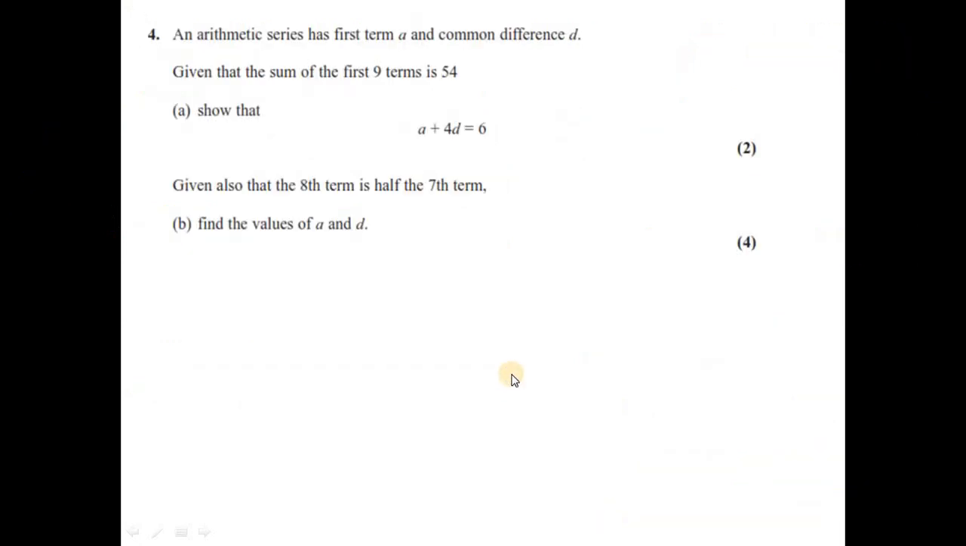Question number 4. An arithmetic series has first term A and common difference D. Given that the sum of the first 9 terms is 54, show that A plus 4D is equal to 6. Okay, the sum of the first 9 terms is 54. It's all about arithmetic sequence.